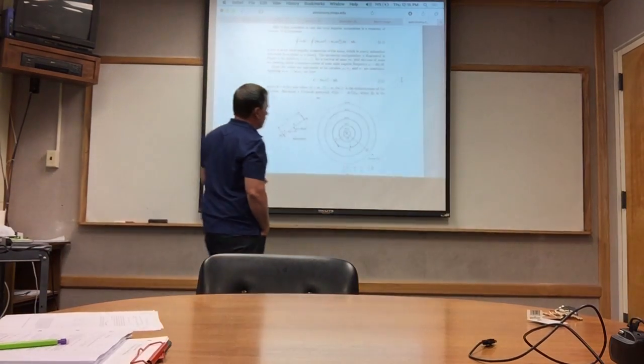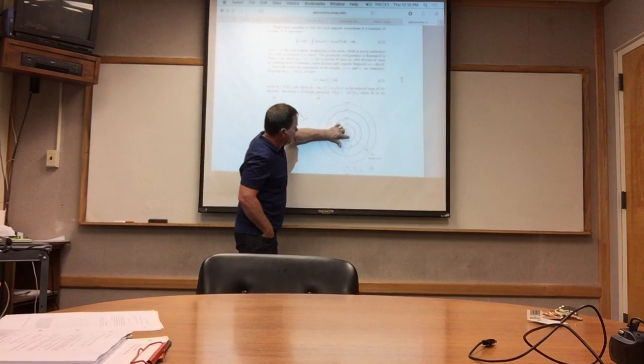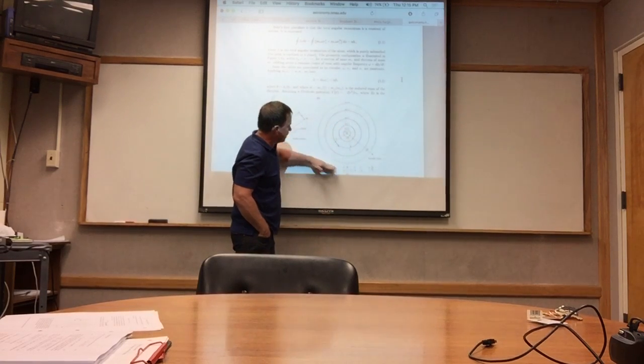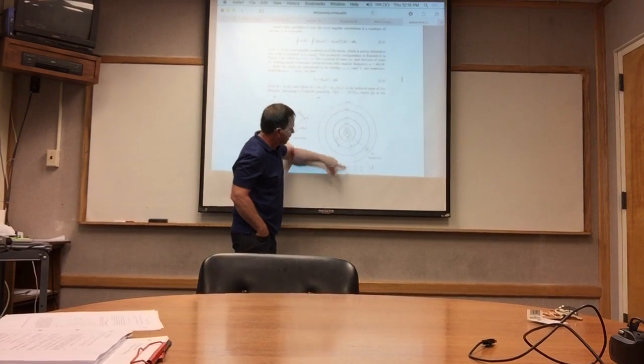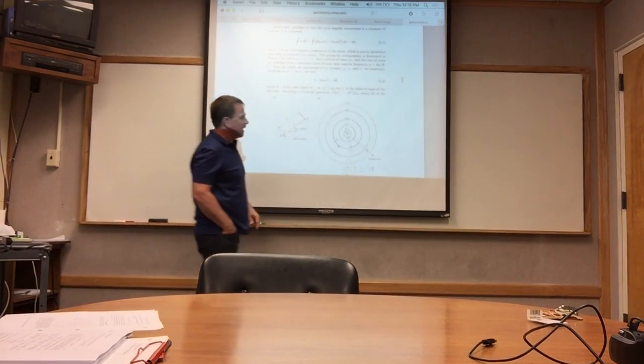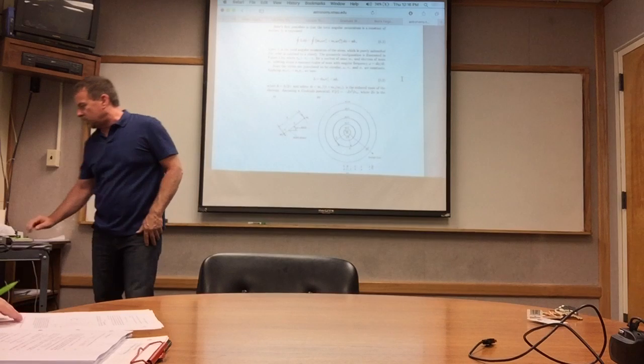So in his model you have these orbits, bound states, n equals 1, 2, 3, 4, 5, and actually these are to scale. This first orbit is called a Bohr radius. It's about half of an angstrom.